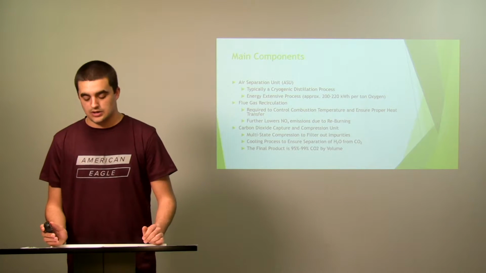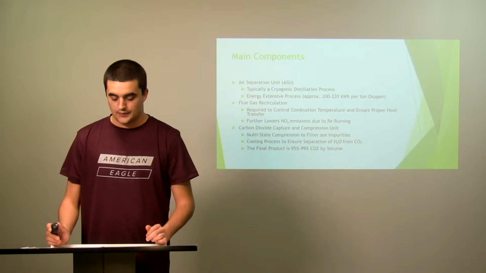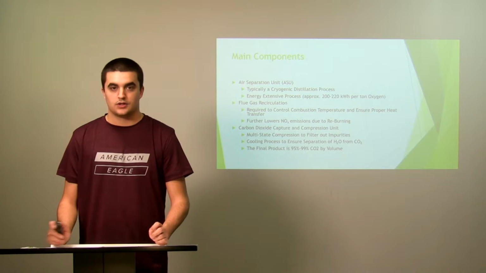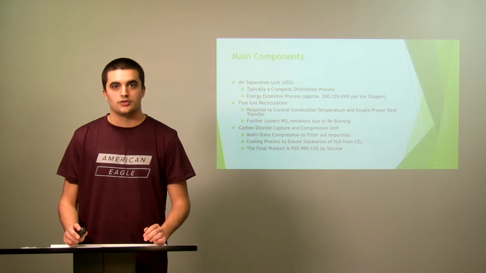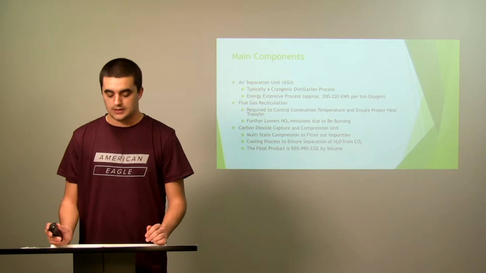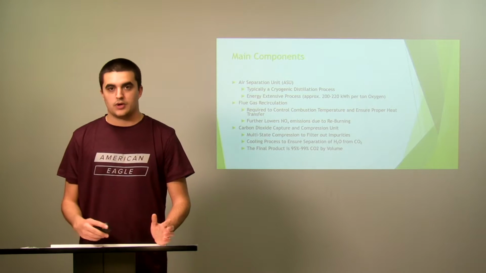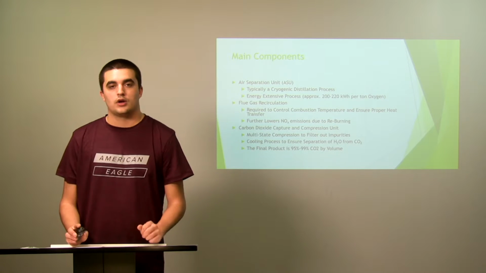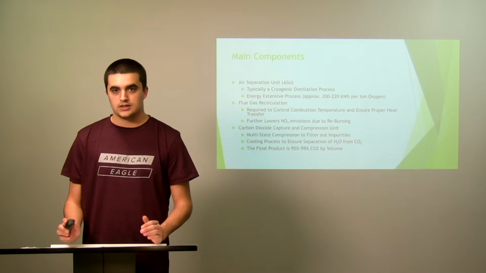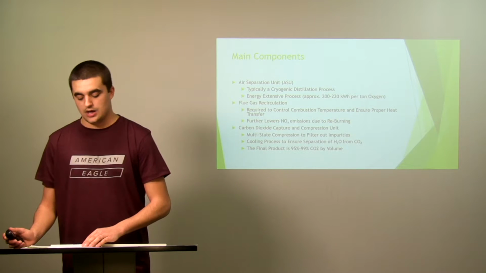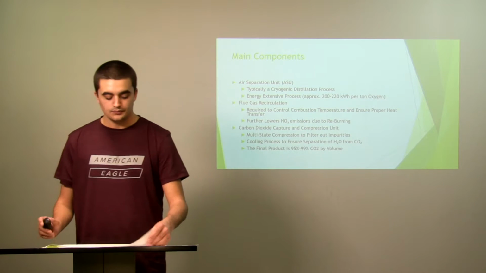The last unit is a carbon dioxide capture and compressor unit, which is a multi-stage compressor to filter out other impurities that are introduced from air leakages within the system. It's a cooling process that first ensures that all the water is out of the flue gas and then condenses the final product down to 95 to 99% CO2 by volume.